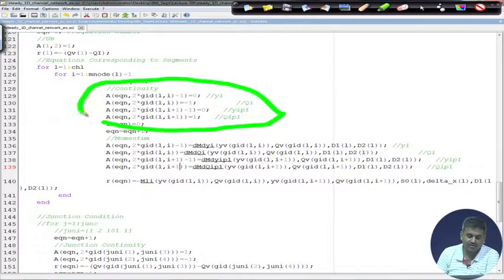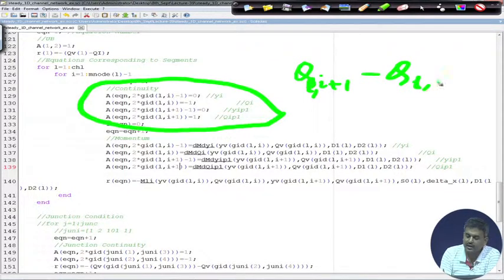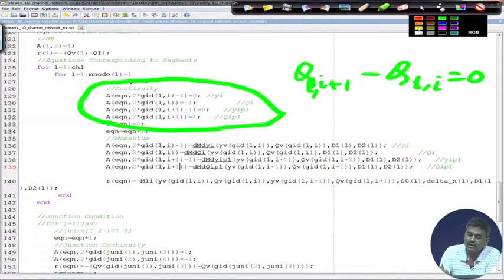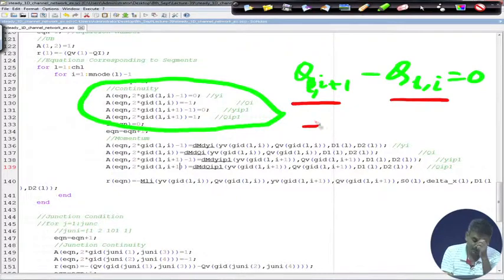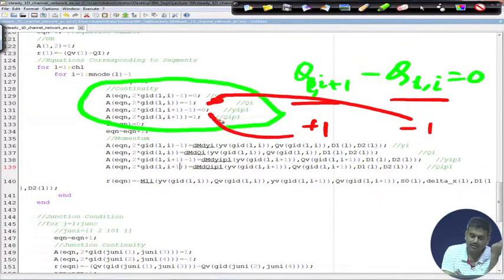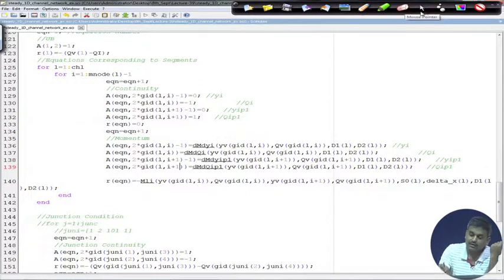That is why I have not written the coefficients separately, because we have 0, minus 1, 0, plus 1 terms here, because we have q L I plus 1 minus q L I equal to 0, and if we differentiate it with respect to these two variables, obviously plus 1 will be the coefficient of this one and minus 1 will be the coefficient of this one. So this is minus 1, this is plus 1 here. Now we have completed our continuity.